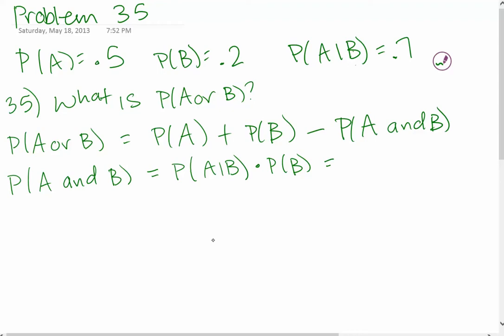And so let's plug this in. So this would be 0.7 times 0.2, which should give me 0.14. Let's just check. 0.14. So that's the probability of A and B.